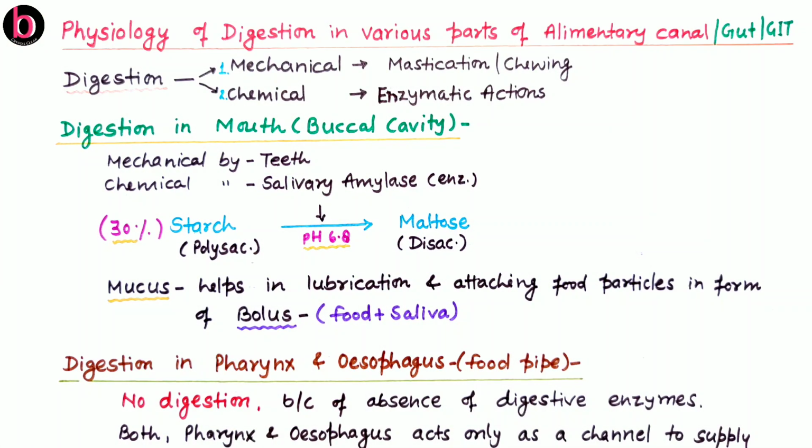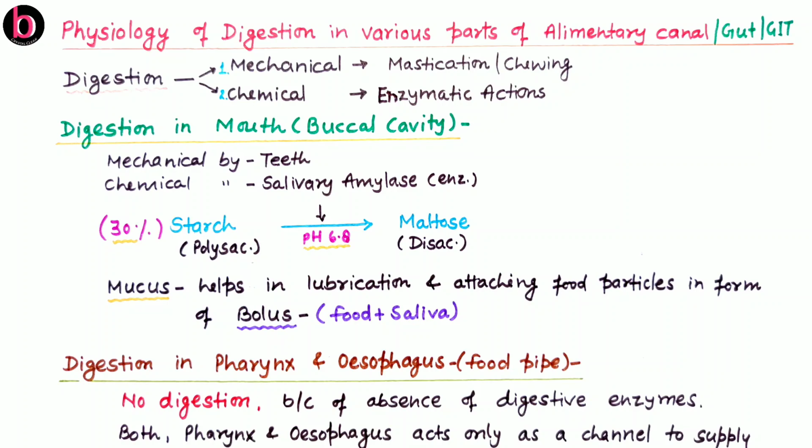Hello friends, in this video lecture we will discuss the physiology of digestion in various parts of the alimentary canal, or gut, or gastrointestinal tract. So first, what is physiology of digestion? This is about the processes related to digestion in various parts of the alimentary canal, that is in the mouth, pharynx, esophagus, stomach, small intestine and large intestine. Here in this video lecture we will discuss digestion in the mouth, pharynx, esophagus and stomach.